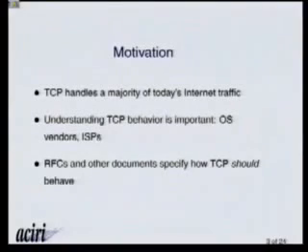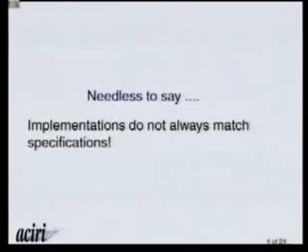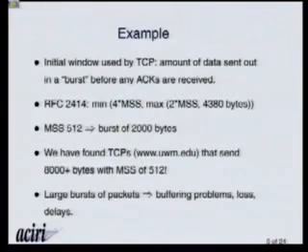There are many documents, various RFCs, internet drafts, and so on, that specify how TCP should behave. But of course, implementations don't always match specifications, partly by design, partly because of implementation, coding bugs, and all kinds of things. So it is essential that we understand the difference between what the RFCs say that TCP should do and what various TCPs actually do.